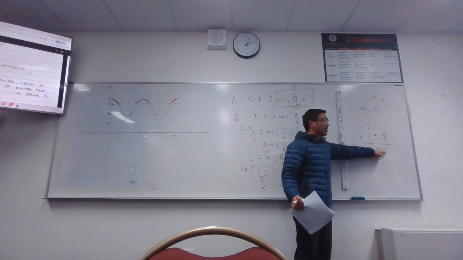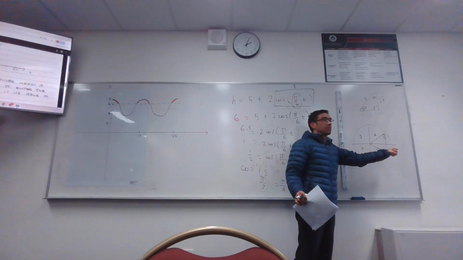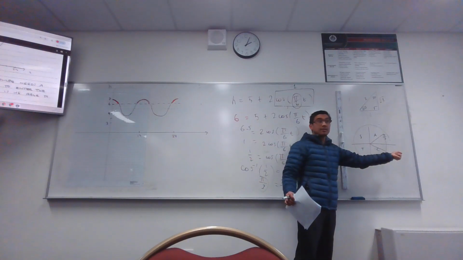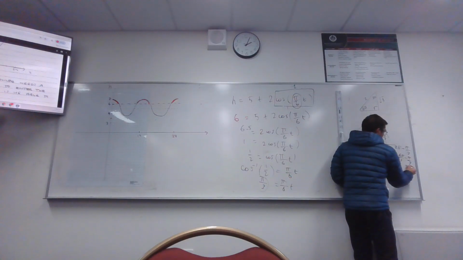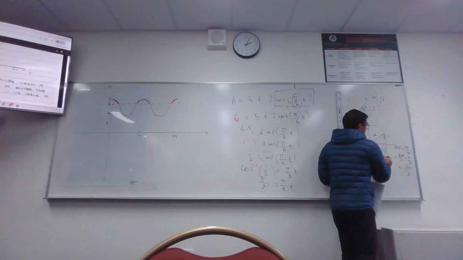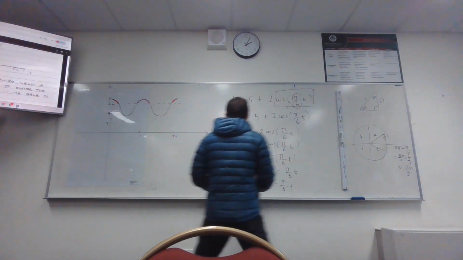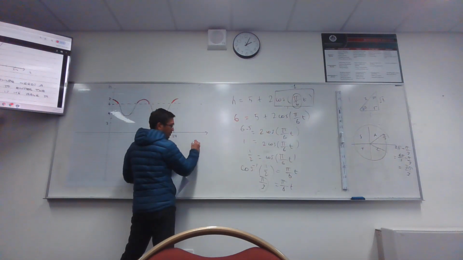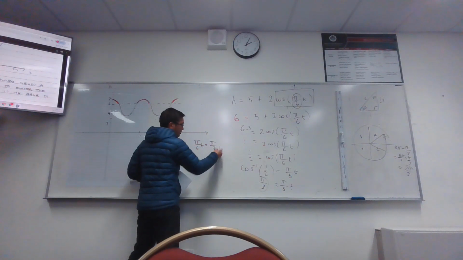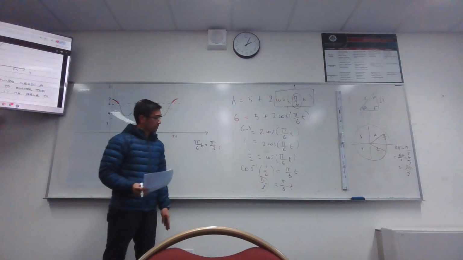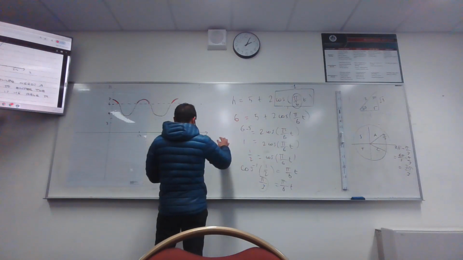So if that's pi on 3, what's this if I go around? 2 pi minus pi on 3, which is 5 pi on 3. Got to be good at your fractions, guys. It's 5 pi on 3. Okay. So let's get back to here. We have this answer. I've just rewritten it the other way around. We have a 5 pi on 3.